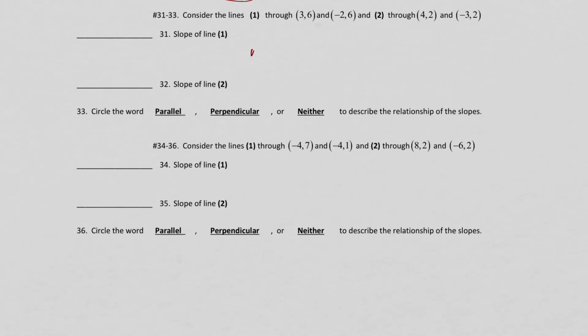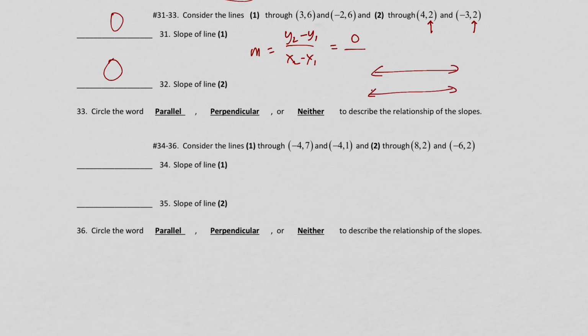Okay, remember that the slope is y2 minus y1 over x2 minus x1. In this problem, our y values are the same. That means we're subtracting the same value up top. That gives us a 0 on the top of the fraction, which is 0. And that's the same over here. The y values are the same, so you're going to have 0 on the top of the fraction, which is 0. Now these are both horizontal lines. Slopes of 0 are horizontal, so these are parallel.